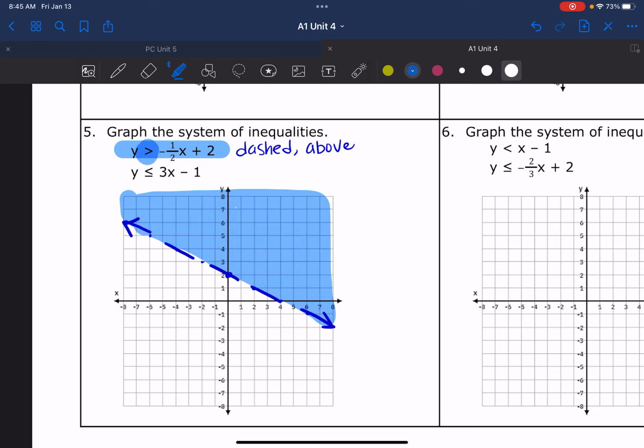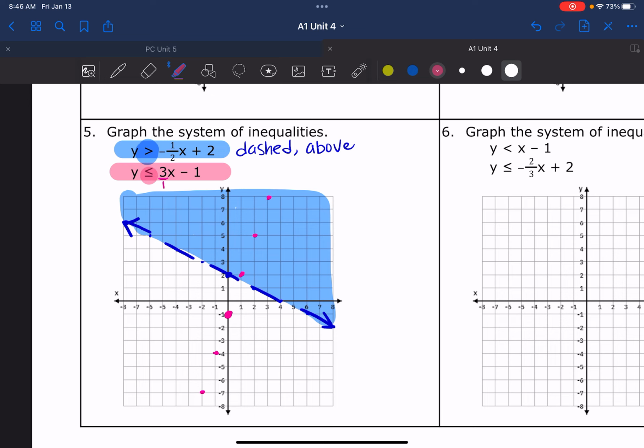Okay, but that's only one inequality. We still need to do the second one. So the second one, I'm going to do this one in red. Okay, let's start. This one has a y-intercept of -1 and a slope of 3. Anytime that your slope is a whole number, you're going to put a 1 underneath it. That way you can remember your pattern. So it's going to go up 3 to the right 1, up 3 to the right 1. Okay, those are my points.